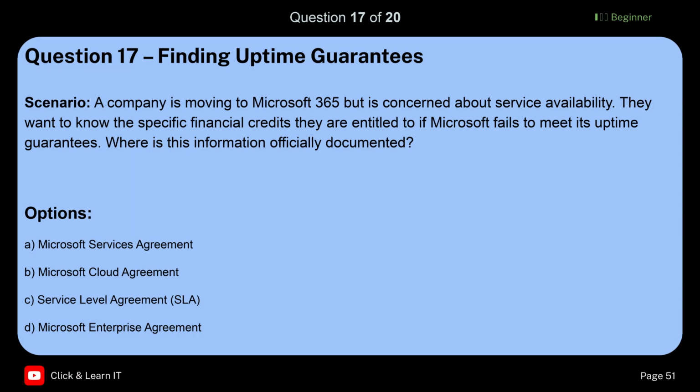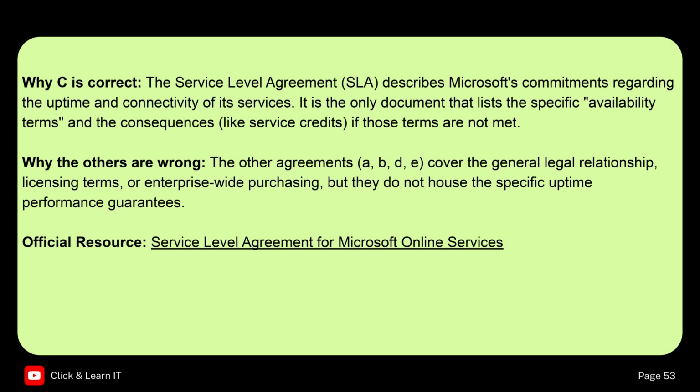Question 17. Where is the specific information about financial credits due to missed uptime guarantees officially documented? The correct answer is C, Service Level Agreement or SLA. The SLA documents Microsoft's uptime commitments, availability terms, and the specific financial consequences if terms are not met.